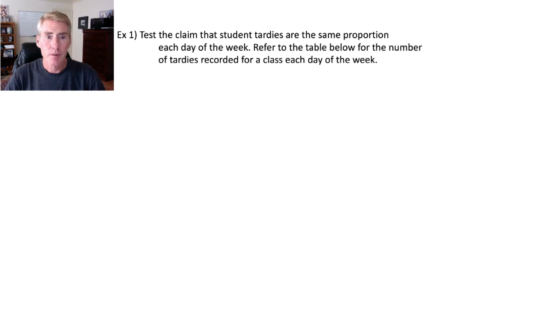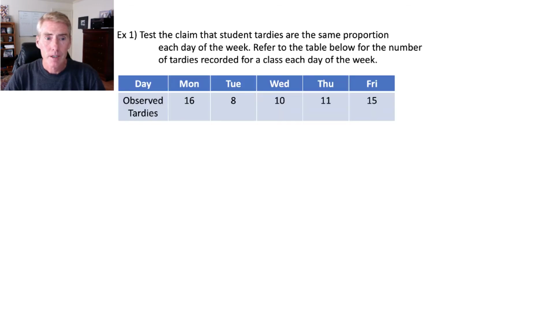So here's an example. Test the claim that student tardies are the same proportion each day of the week. So here's the observed tardies. So this was over a period of time. Monday actually had the most tardies, people coming in late. Tuesday was actually the least. So test the claim that these have the same proportion. Well, if you add up these numbers, 16 plus 8 plus 10 plus 11 plus 15, that equals 60. So a total of 60 tardies. And then because it's Monday through Friday, there's 5 categories. K equals 5.